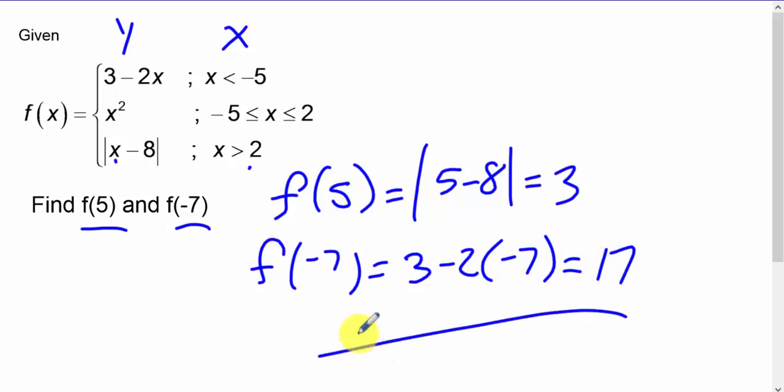So there is a basic rundown on your piecewise function, and we'll talk again shortly.